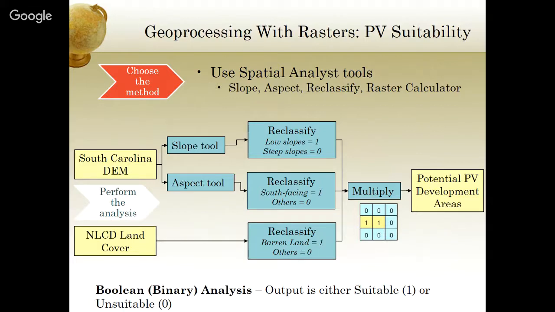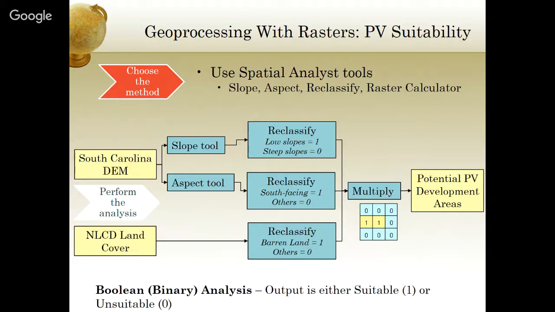We'll do the same thing with our aspect. We'll reclassify, say, if it's south facing, it's a 1. Anything else is 0. We're going to reclassify our NLCD raster and say that barren land is suitable. Anything else is not. And then multiply those 3 data sets together. And anywhere that is a 1 in all of these would be a suitable location.